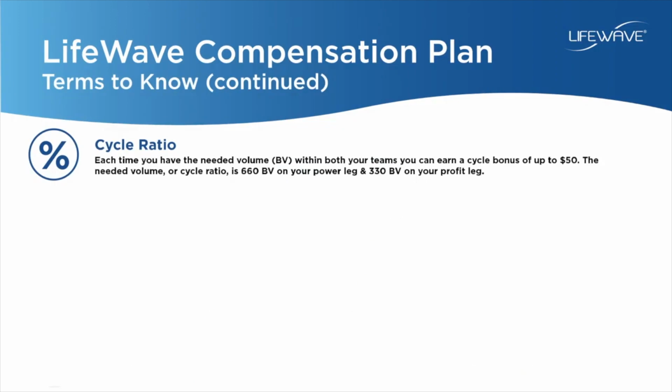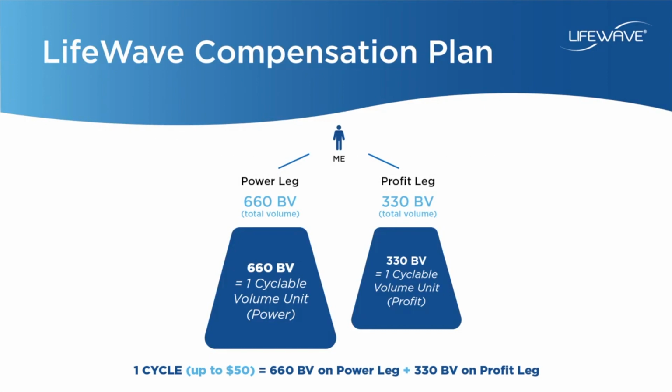Another term to be familiar with is cycle ratio. That just refers to having the needed volume on either of your legs. So on your power leg, to cycle or to earn a $50 bonus, you have to have 660 BV. You have to have 330 BV on your profit leg. When you have those 2 things in place, that is the proper ratio, and that equals a cycle. So that cycle ratio is met.